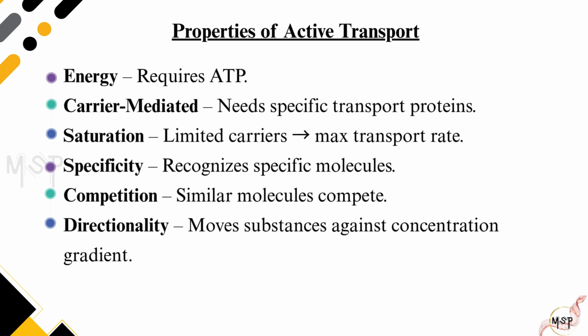Let's lock in the key properties of active transport. 1. Energy requirement. Active transport requires metabolic energy, usually in the form of ATP. 2. Carrier-mediated. The process depends on specific membrane transport proteins. 3. Saturation kinetics. Because the number of carrier proteins is limited, the process is saturable. At high drug concentrations, all transporters may become occupied, resulting in a maximum transport rate.